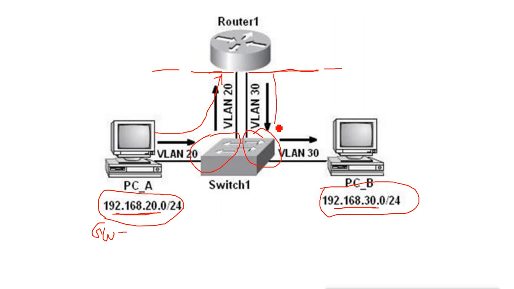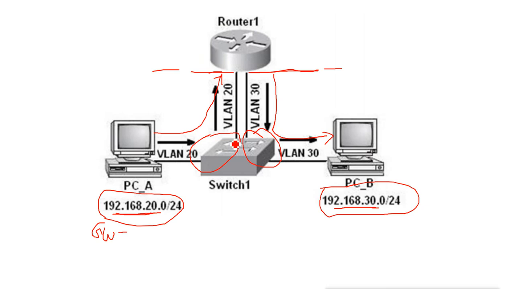Now the data will go to the switch, and it will go to VLAN 30, because the interface of the router is also connected to VLAN 30, and then it will go to this machine, because this machine is also in the same VLAN. So this is a simple configuration. Here we don't have to do anything. We just have to configure the router with a different interface for the different VLANs.